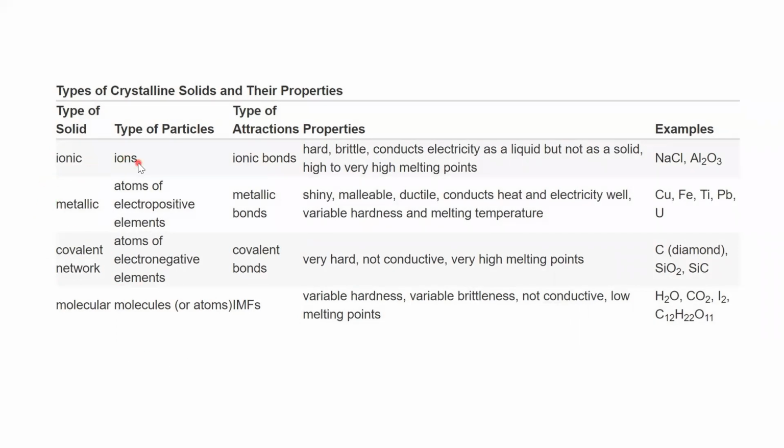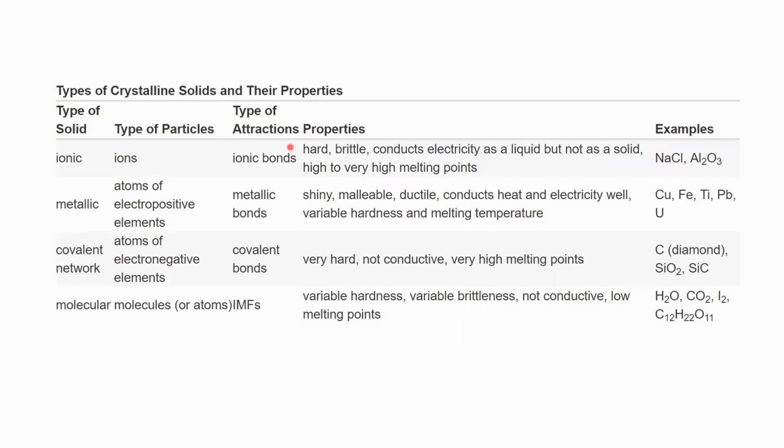Ionic is when we have ions at our lattice points. Metallic and network covalent is when we have atoms at our lattice points. And molecular is when we have molecules at our lattice points. That kind of just summarizes that all up.